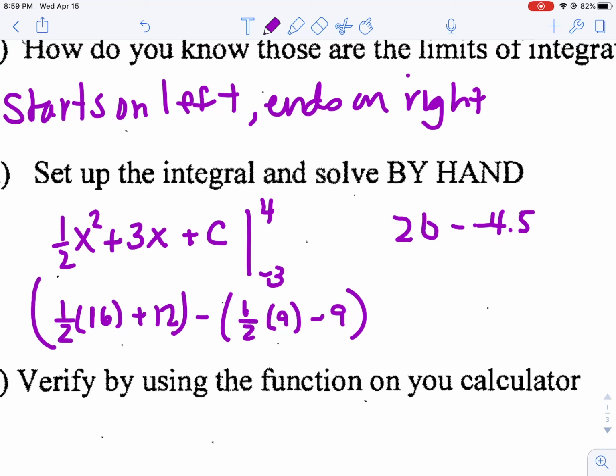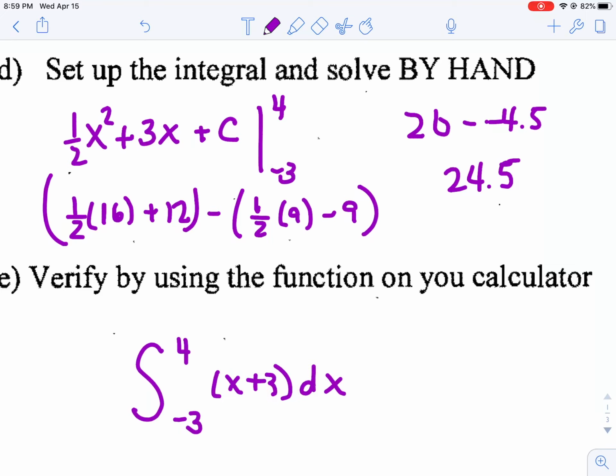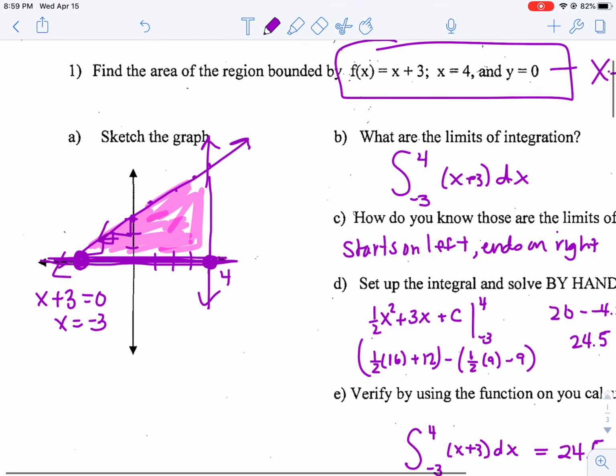I'm going to write it all out just so you can see what's happening. So that means plus, so it's 24.5. Okay, now verify by doing that on your calculator. So -3 to +4, this is what you would type into your calculator. You know how to do that part, and we should end up with 24.5. Now that's saying that the area of this space is 24.5 square units.